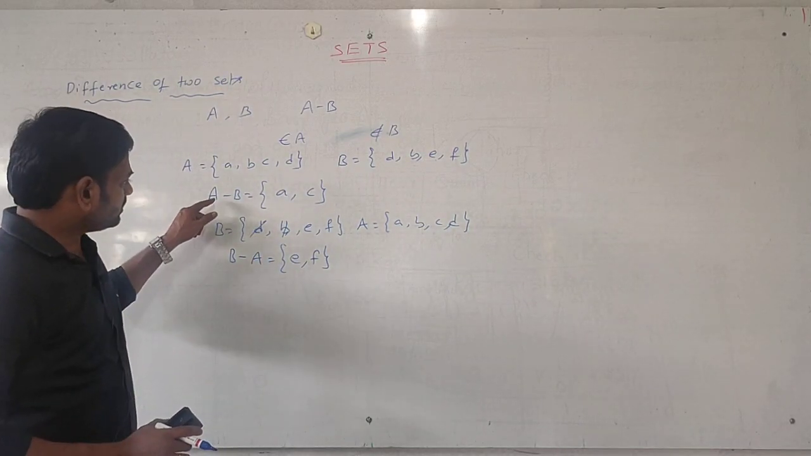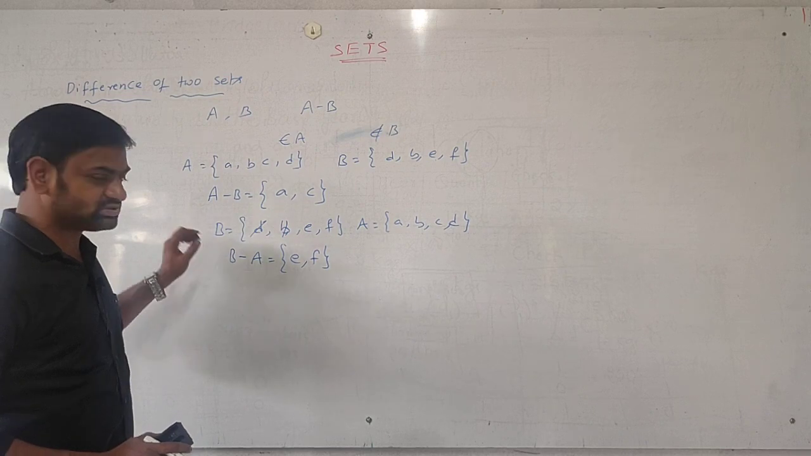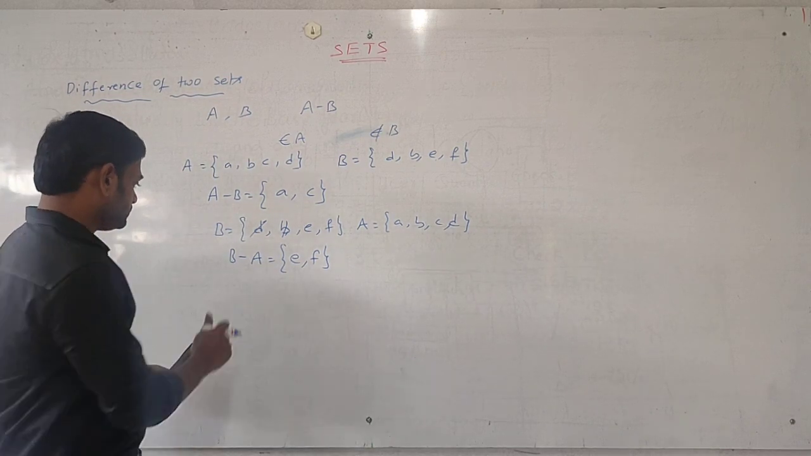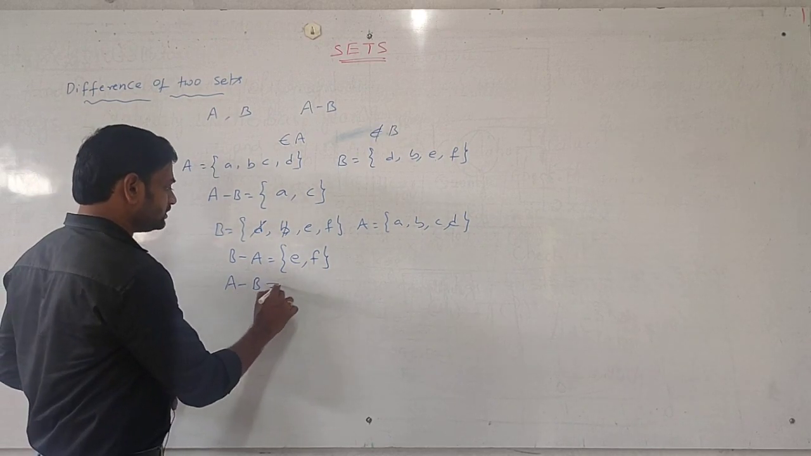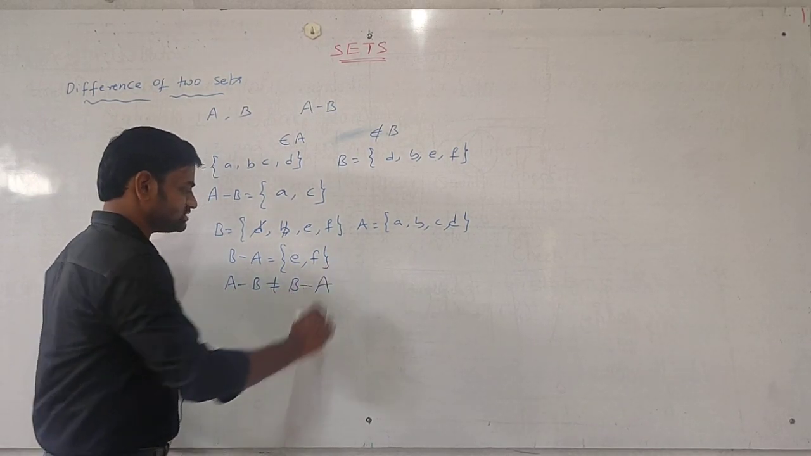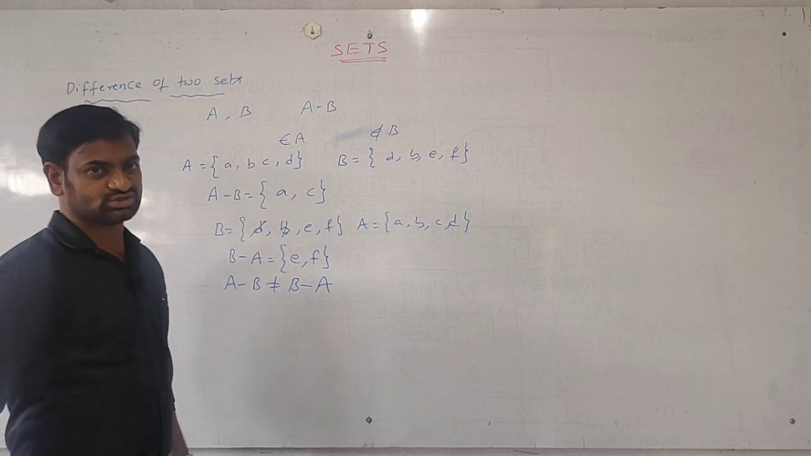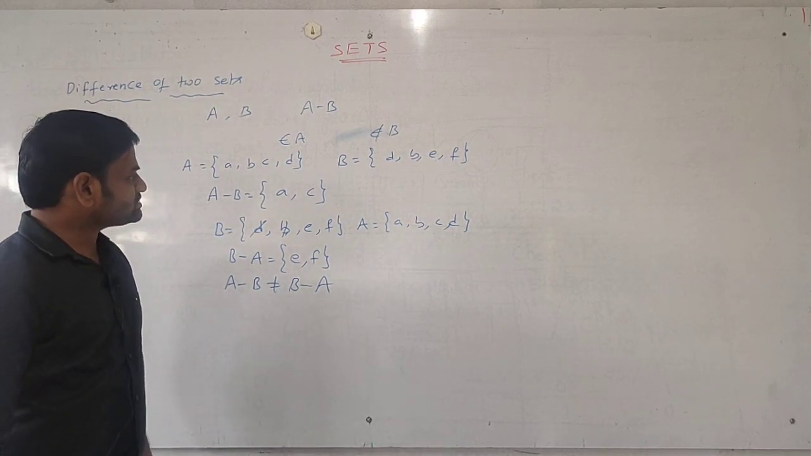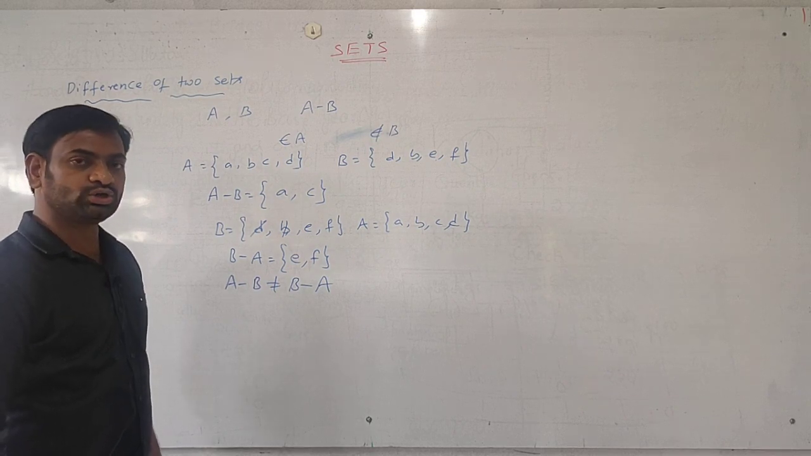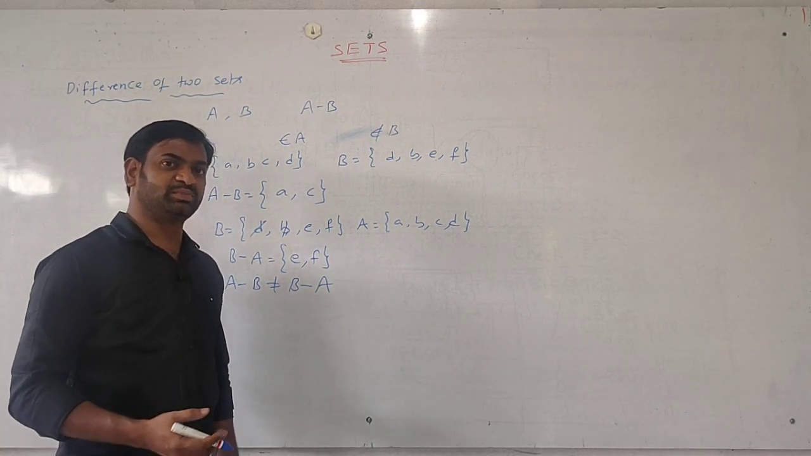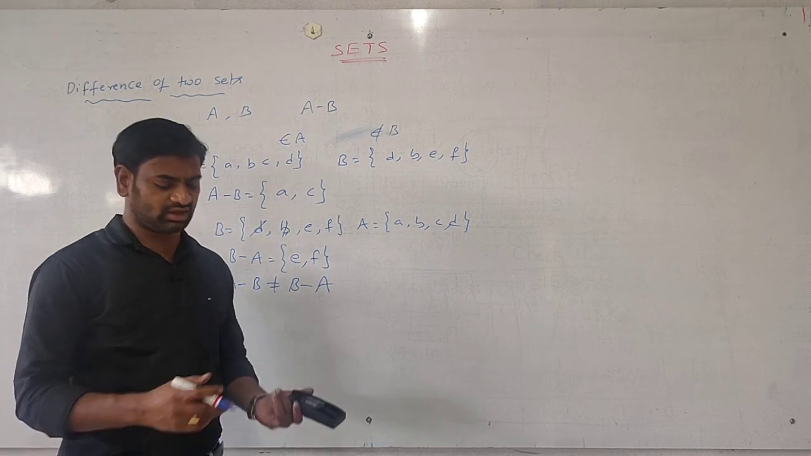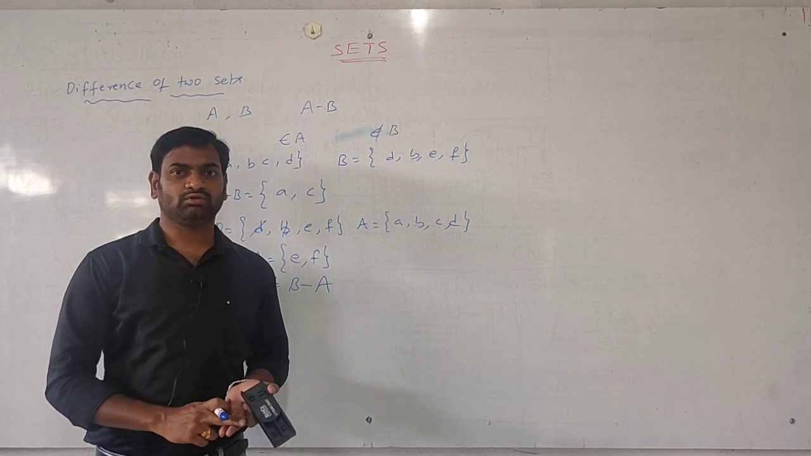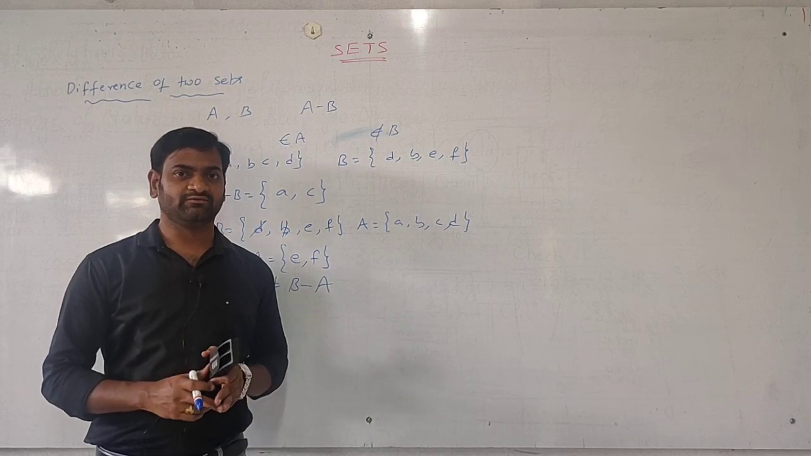Now see here, is A minus B equal to B minus A? No. A minus B is not equal to B minus A. Now, how to represent the difference of sets in set builder form? In the same way, union also, intersection also, this difference also, you can represent in set builder form.